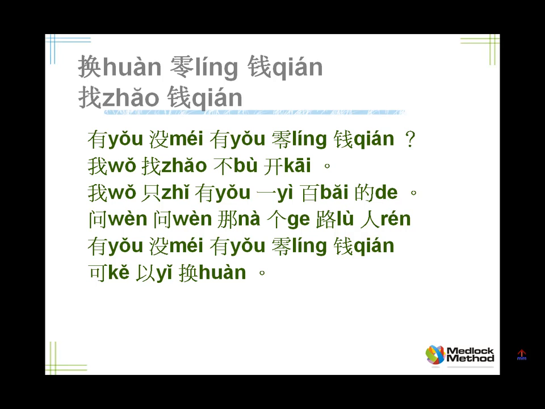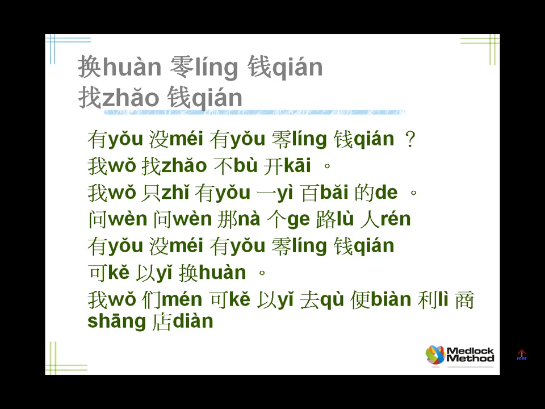Of course, there may be a situation when there aren't any pedestrians, or the pedestrians don't have any change, or they run away from you. Yeah, then I will go to the convenience store. How do you say convenience store? 便利商店. Tell me, we can go to a convenience store. 我们可以去便利商店.